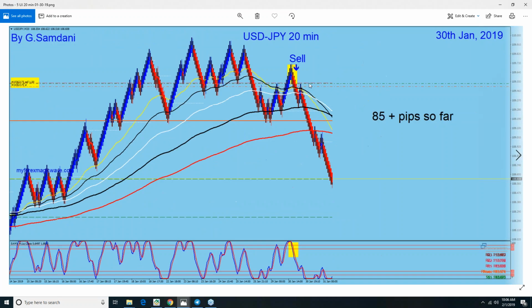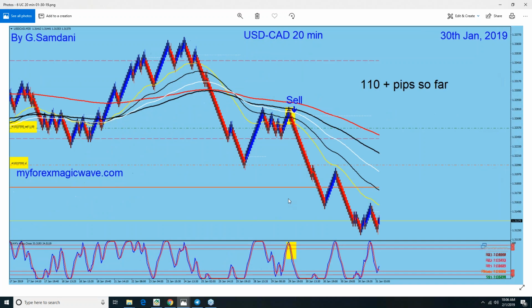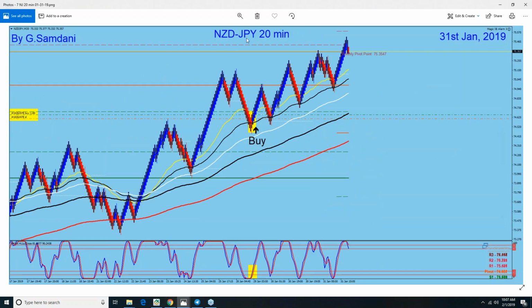And then USD weakness playing everywhere. All USD pairs were moving, most of them except USD franc. So with USD weakness, USD on the left hand side, USD yen went down. Similarly, USD CAD went down, right? And then this one, NZD yen, I had because of the NZD.